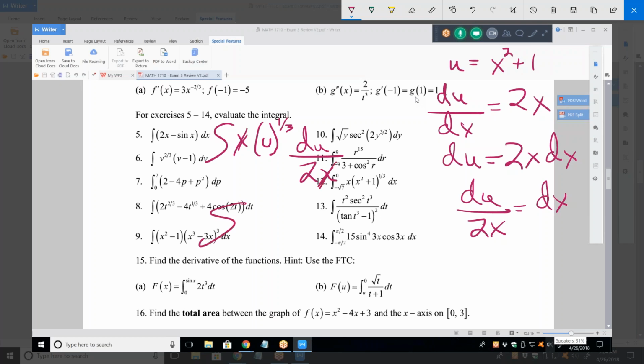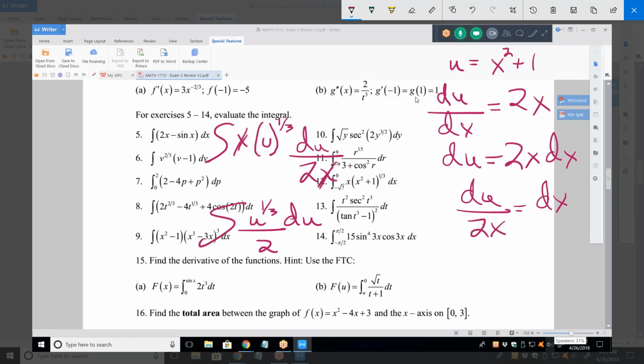And now you have an integral of u to the 1/3 over 2 du. Now I can either take that 2 out as a 1/2, or I can just leave it there. I don't need to take it out. Now, there's a catch here. My limits of integration for my u integral are not the same as they were for my x integral. Okay? 2 ways to handle it.